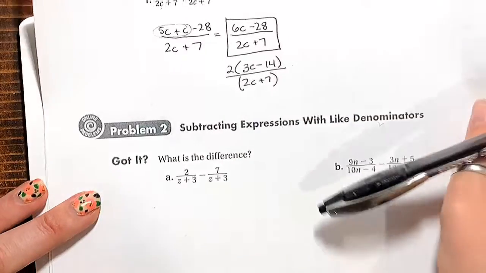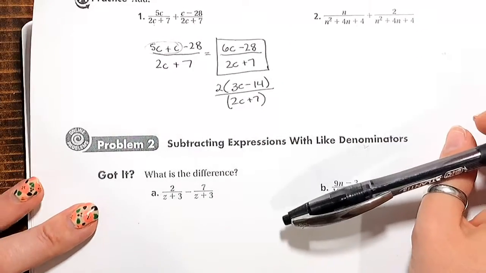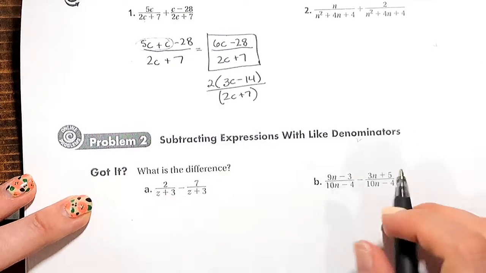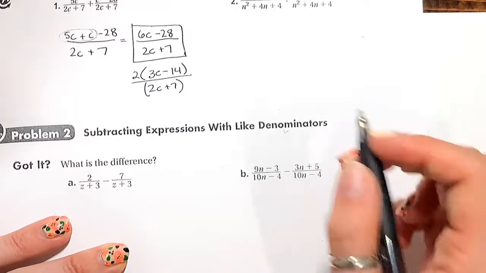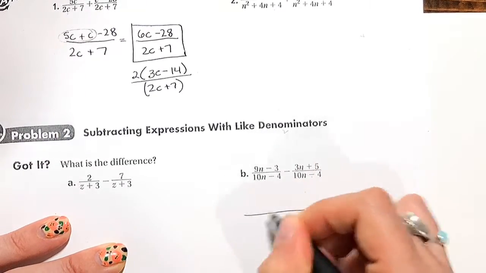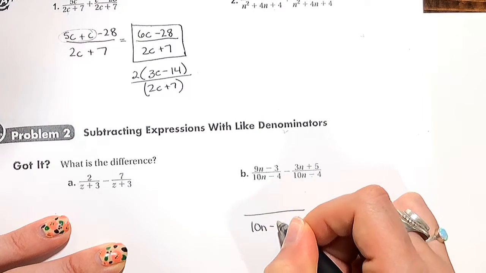Okay, let's try a subtracting one. Subtracting is going to be the same process, but again, you just have to be careful with your signs. I'm actually going to skip this one and do this one because it's going to be a little bit trickier. We have those common denominators, which is good. We keep that 10n minus 4.